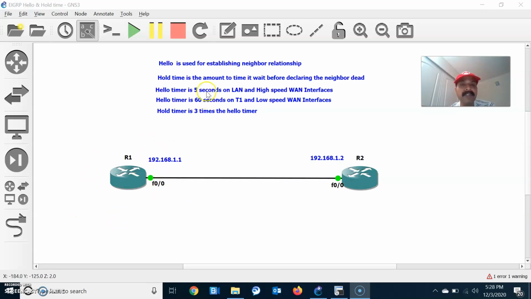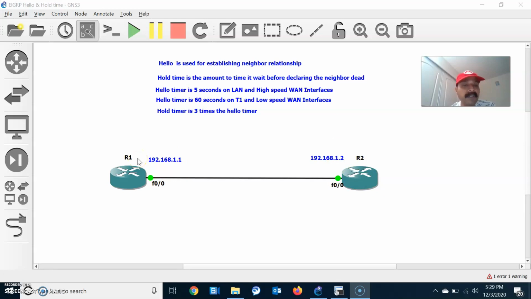So the Hello timer is 5 seconds on LAN and high speed WAN interface. So the Hold On timer is 3 times the Hello interval, that is 15 seconds. Similarly, Hello timer is 60 seconds on T1 and low speed WAN interfaces, and the hold on timer will be 180 seconds. So today let us configure hello and hold interval on R1 and R2.